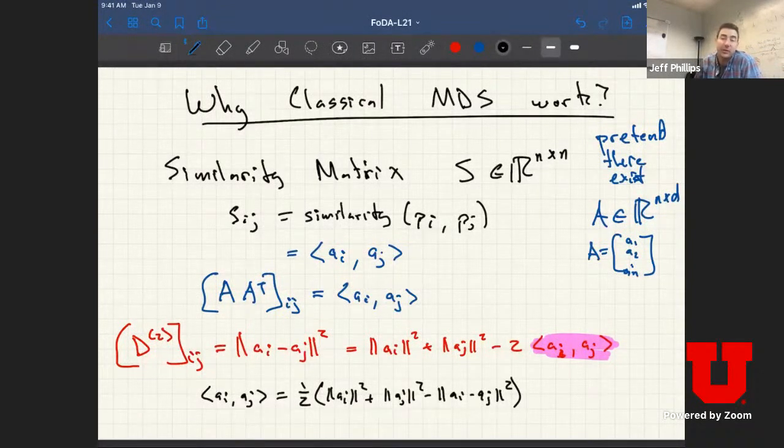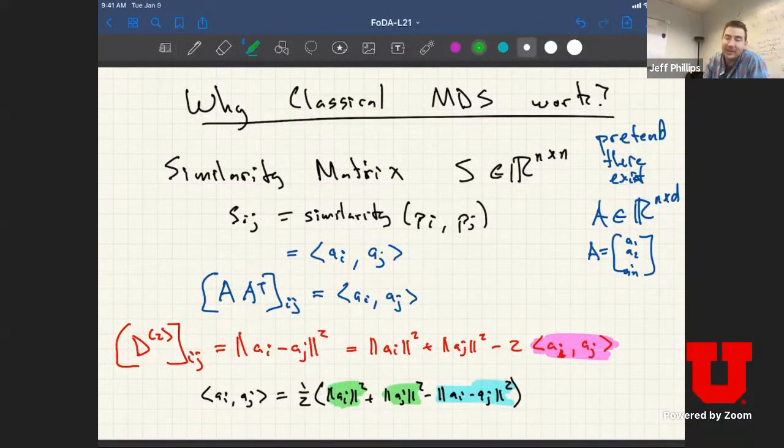Okay, so I can solve for this. And what's great is this has this term, the squared distance in here, which I have. Unfortunately, I don't have these two terms, so it seems like I can't quite get this similarity matrix. If I did construct the similarity matrix, then I can do eigen decomposition.